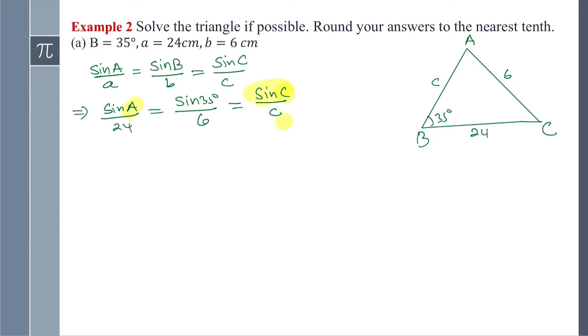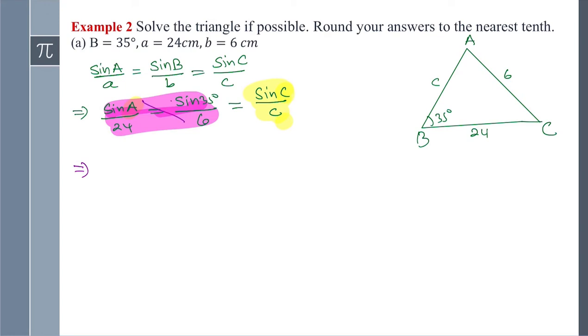You cannot solve this one without knowing angle A. So that's what you need to really pay attention to. So what we are going to do now is take these first two and try to find angle A. Let's go ahead and do that.